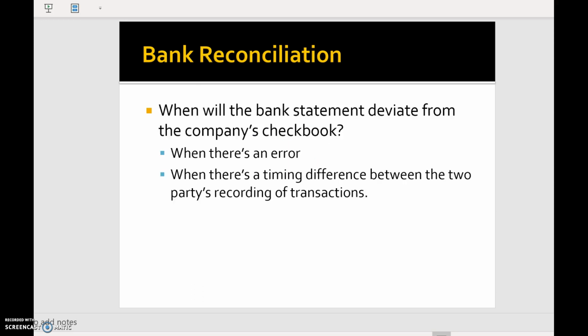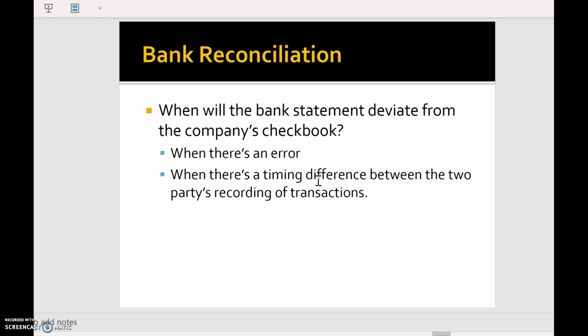Okay, so there may be times, as I said, when the bank statement deviates from the company's checkbook. There may be two types of reasons why they are different. One is that there may be a mistake. The bank may make a mistake when recording the transaction, or the firm may make a mistake when recording in its checkbook. If either party makes a mistake, these two records won't reconcile.